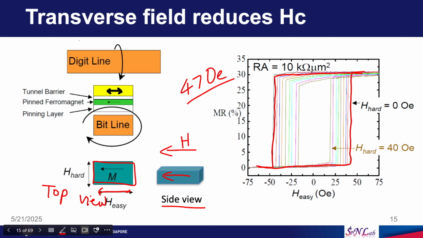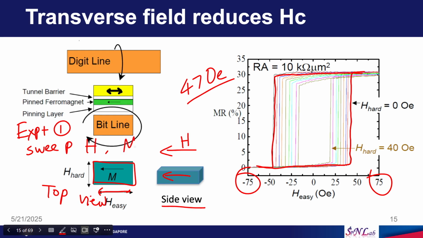So, this is a normal hysteresis loop. We just apply some magnetic field, we sweep, say, from minus 75 to plus 75, and we get this hysteresis loop with a coercivity of 47 Oersted. So, this is experiment number 1. Sweep H and measure, let us say, magnetization or MR, it does not matter.